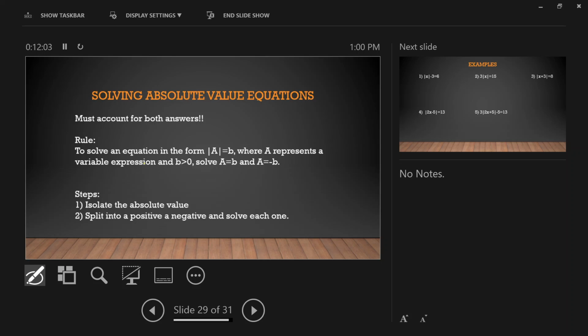So by rule, to solve an equation in the form absolute value of A equals B, where A represents a variable expression and B is greater than 0, solve A equals B and A equals negative B. All right, that's the official rule. So, for me, here's your steps. Isolate the absolute value, split into a positive and a negative case, and solve each. We're going to do lots of these here. All right, so I'll give you a minute to write that down.